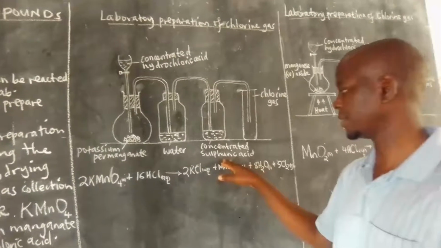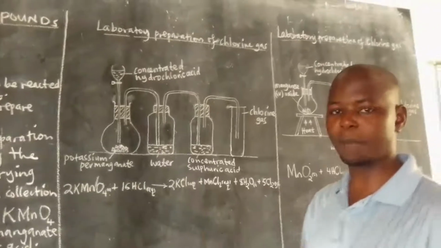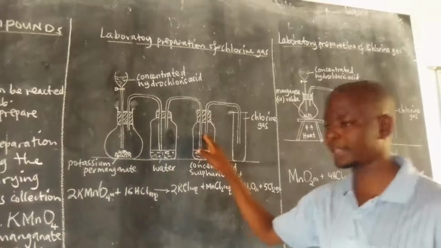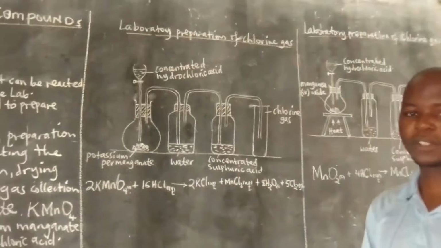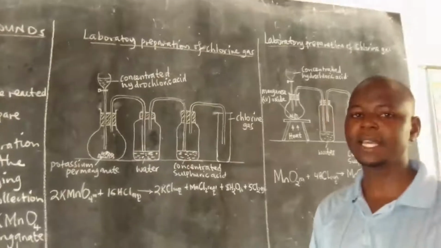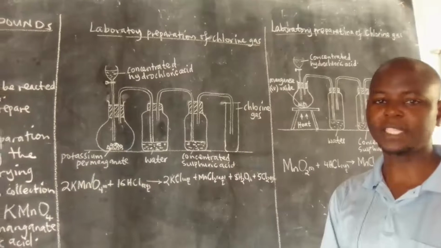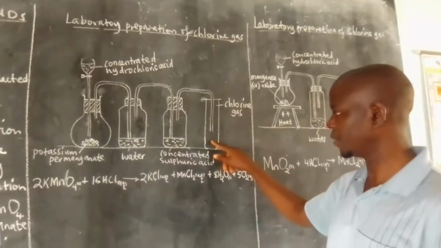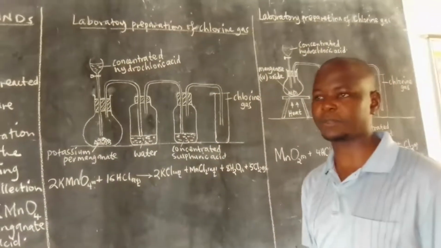concentrated sulfuric acid. Concentrated sulfuric acid dries chlorine gas by absorbing moisture from the chlorine. The dry chlorine gas, collect it using downward delivery method because the gas is denser than air. Downward delivery method is also referred to as upward displacement of air, where the chlorine gas comes down to the bottom and then the air is pushed up. That's why it's called upward displacement of air.